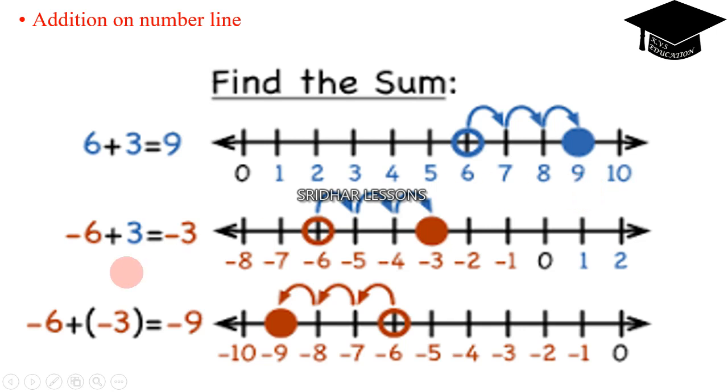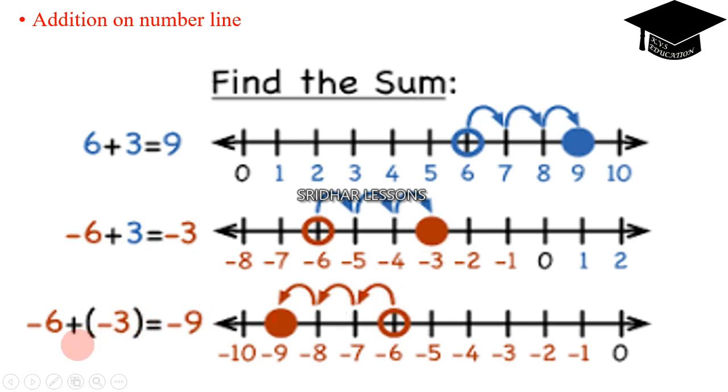We will see one more example. Minus 6 plus 3. From 0 on the number line we move left 6 positions: 1, 2, 3, 4, 5, 6. This is minus 6 and we have plus 3. That means we move right 3 positions. First position we get minus 5, position 2 we get minus 4 and position 3 we get minus 3. Therefore minus 6 plus 3 is equal to minus 3.